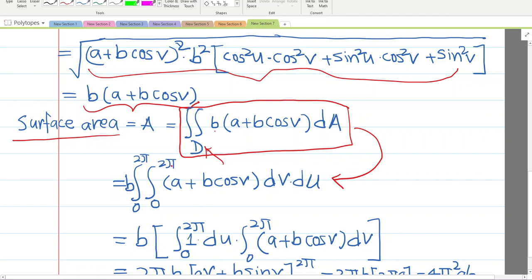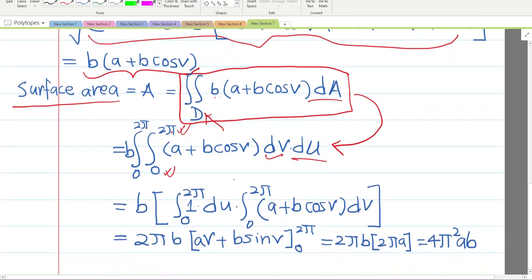Actually, it's a square. So D is actually a square. So 0 to 2 pi and 0 to 2 pi, and that's the same here. And dA is du dv, or dv du, it doesn't matter. So this is a function of v only.